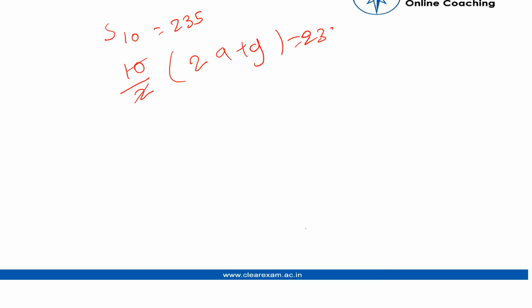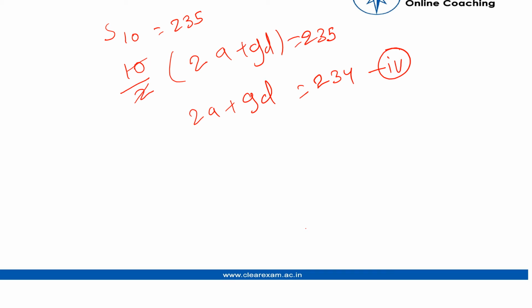Now it is also given that S10 equals 235. This is what? 10 by 2, which is what? (2a plus 9d) equals 235. So 2a plus 9d equals 235. This is our fourth equation.